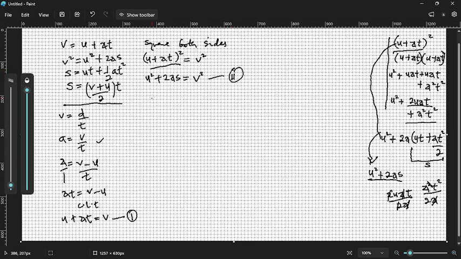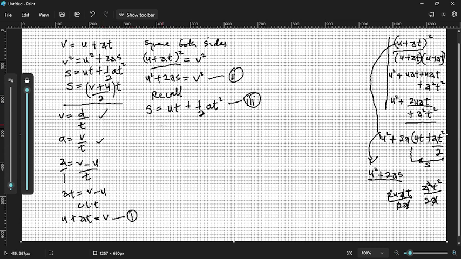We must recall x equals ut plus half at squared. So this will be another one, as embedded in the expression which we factorized here. So x equals everything here. Then we have that.